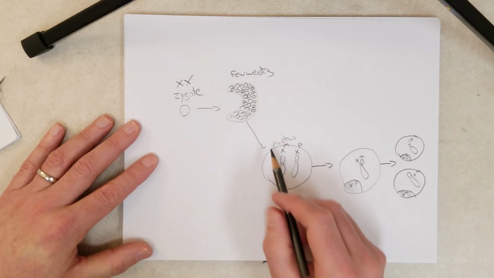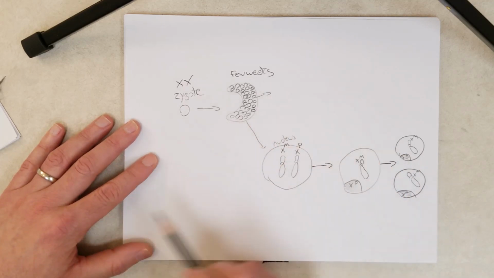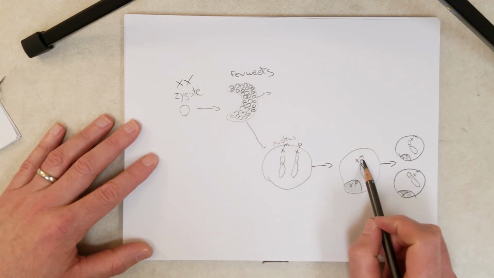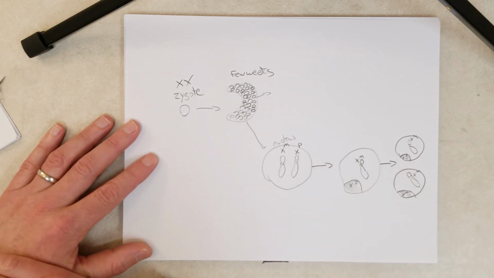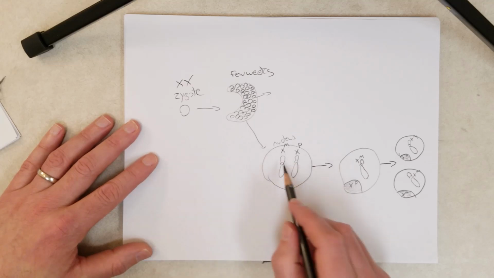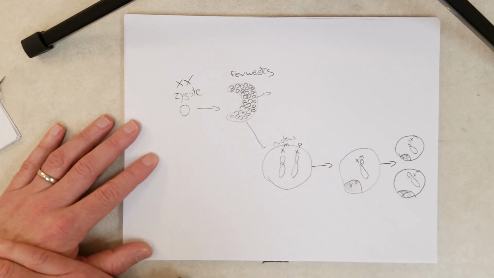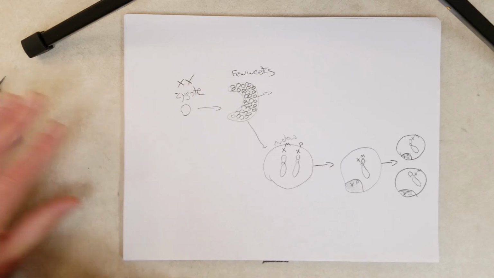And this is just one cell. So in other cells, the maternal one might be the one that's inactivated, and the paternal may be active. Again, that's a random process that determines which one is inactivated. But once it's inactivated, it stays inactive in all descendant cells.